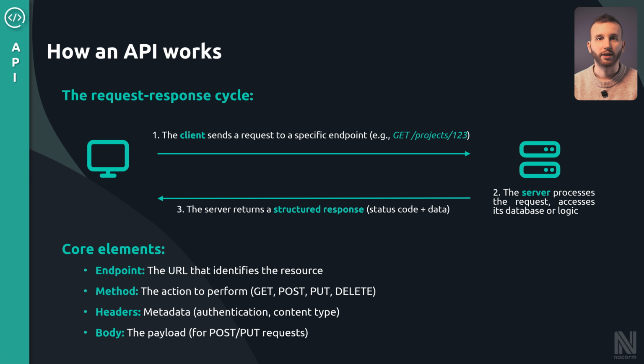The cycle goes like this. The client sends a request to a specific endpoint, for example, get /project/123. The server processes the request, accesses its database or logic, and then the server returns a structured response with the status code and the requested data. This is the foundation of how every modern web service works. Your browser does this thousands of times a day.